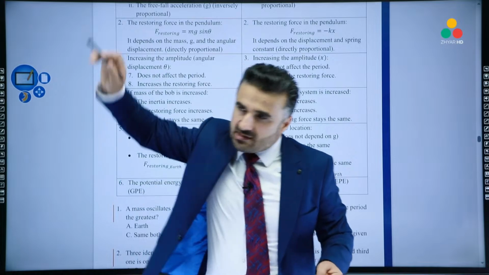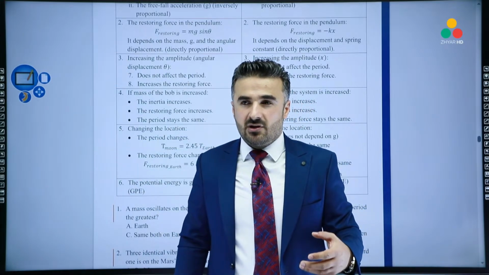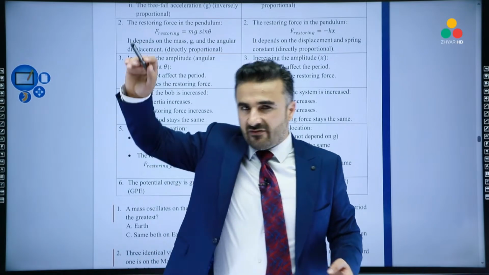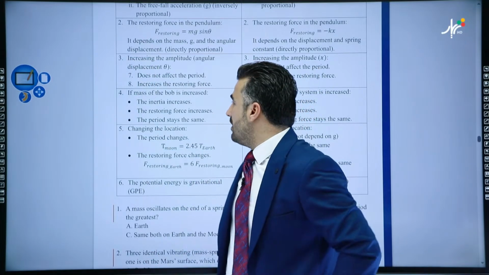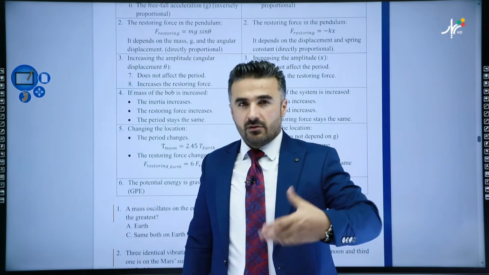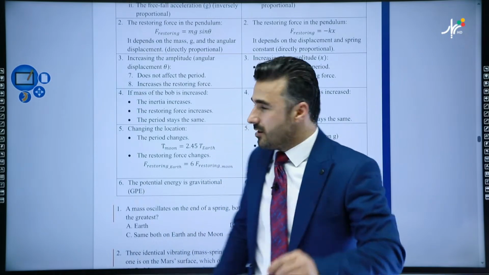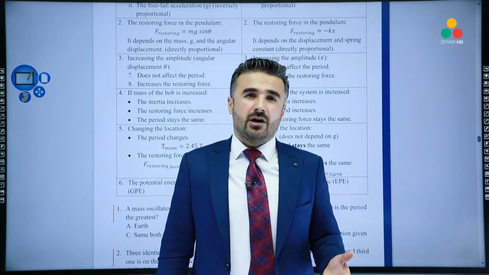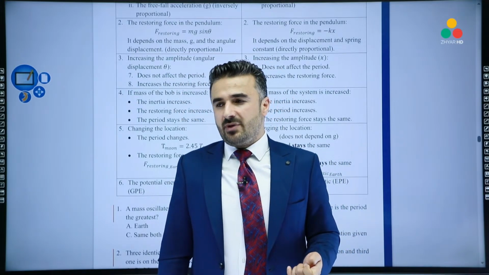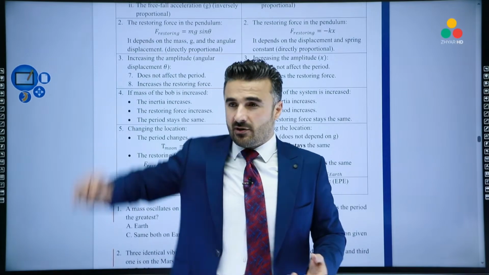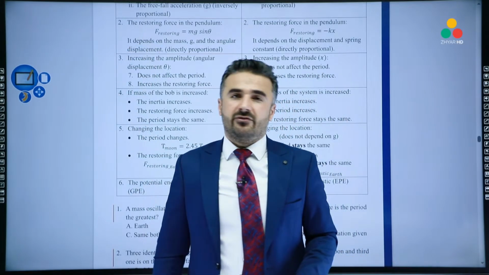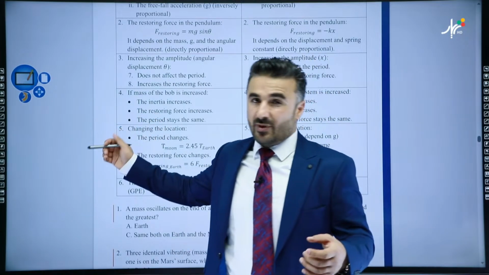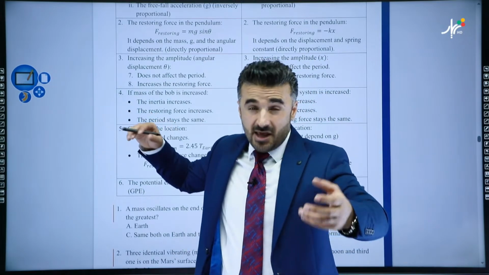But of course, that would increase the inertia, because in order to cover that bigger swing, it has to go faster. We can say the restoring force would be bigger. If the amplitude is bigger, it has to go faster, and faster movement means bigger or higher inertia. And like we said, the restoring force will be bigger because the angle theta will be bigger.